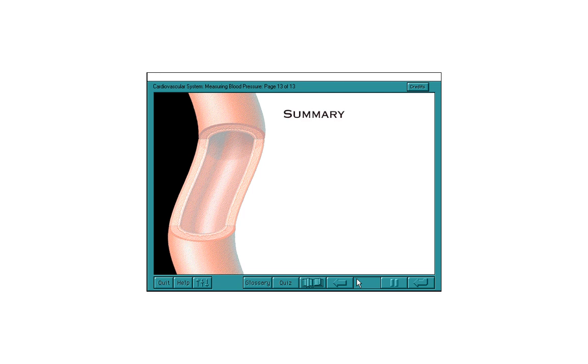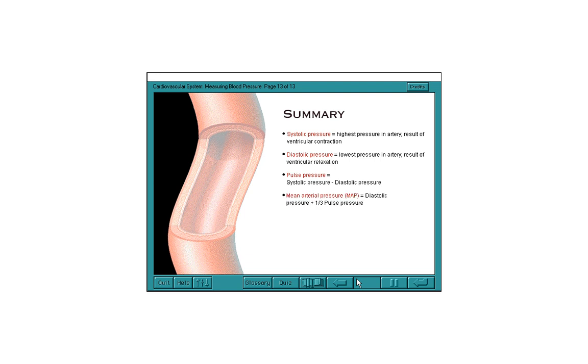Here's a summary of what we've covered. Systolic pressure is the highest pressure in an artery. It is the result of ventricular contraction, or systole, pushing blood into the aorta and through the arteries. Diastolic pressure is the lowest pressure in an artery. It results from ventricular relaxation, or diastole. Pulse pressure equals systolic pressure minus diastolic pressure. Mean arterial pressure, or MAP, equals diastolic pressure plus 1/3 of the pulse pressure.